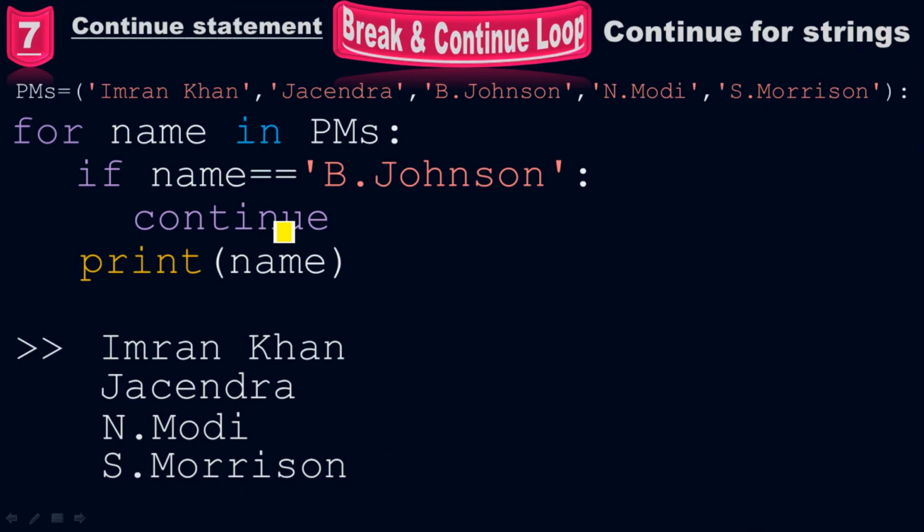So that's how the continue statement works for the string. We have a total of 5 strings. We started from Imran Khan, Jasendra, but as the loop touches Boris Johnson, we have stopped the recent iteration because of the continue statement. We skipped Boris Johnson and we have started from the next item, which is Narendra Modi, and then Scott Morrison. So that's how the continue statement works for the string.